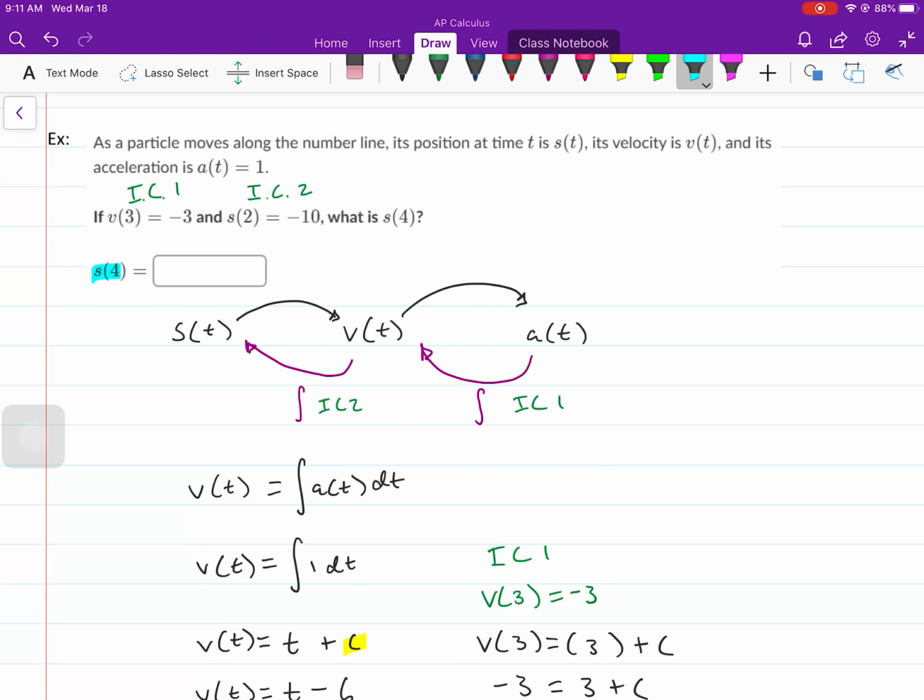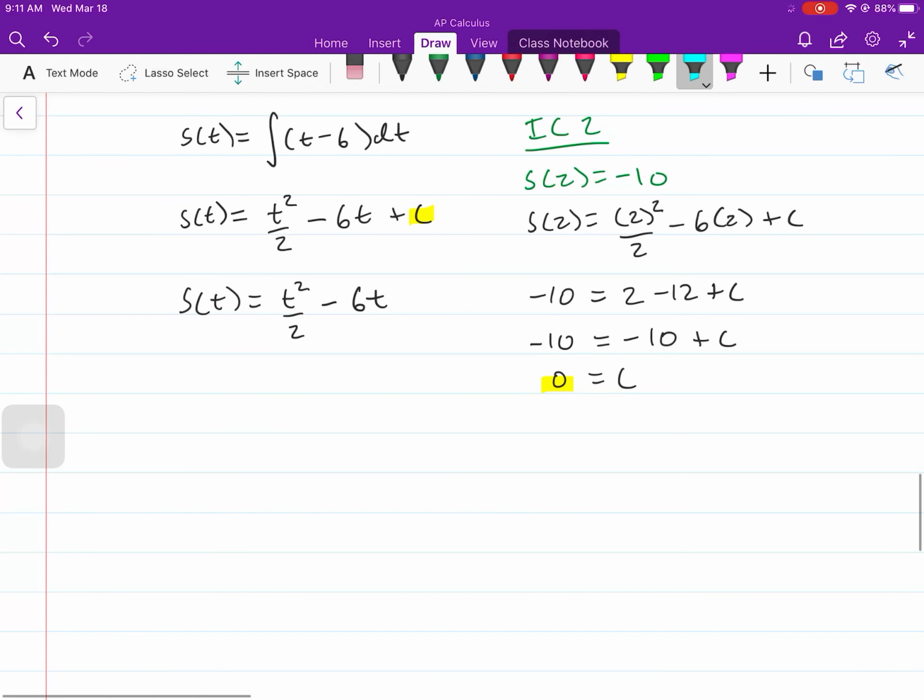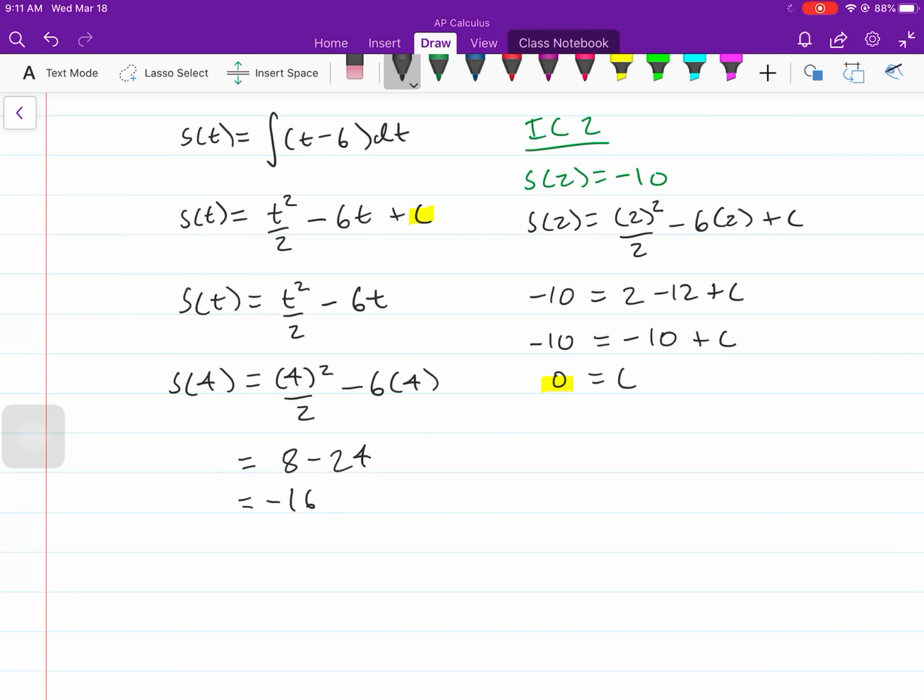So does that answer the question? Not quite yet, because they're asking for s of 4. So we're going to go ahead and do s of 4 now. So s of 4 equals 4 squared over 2 minus 6 times 4. So that's 16 over 2 is 8 minus 24. And 8 minus 24 is negative 16. And that's what s of 4 equals, and that answers that question.